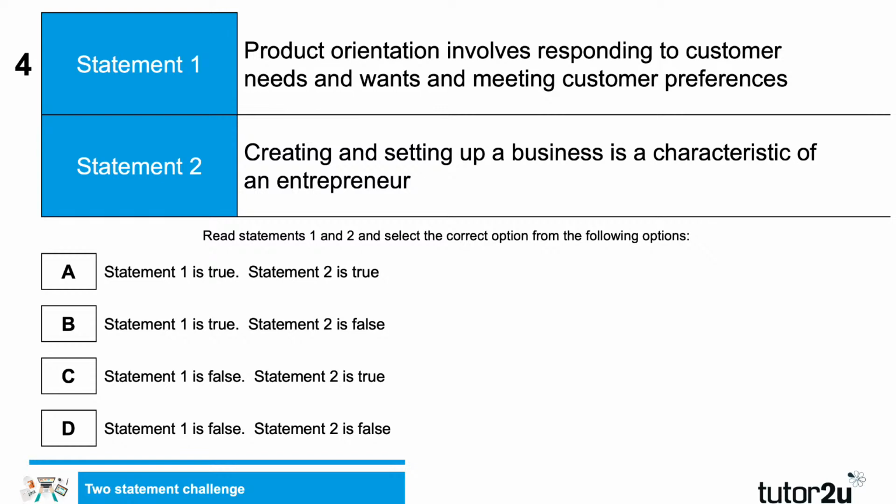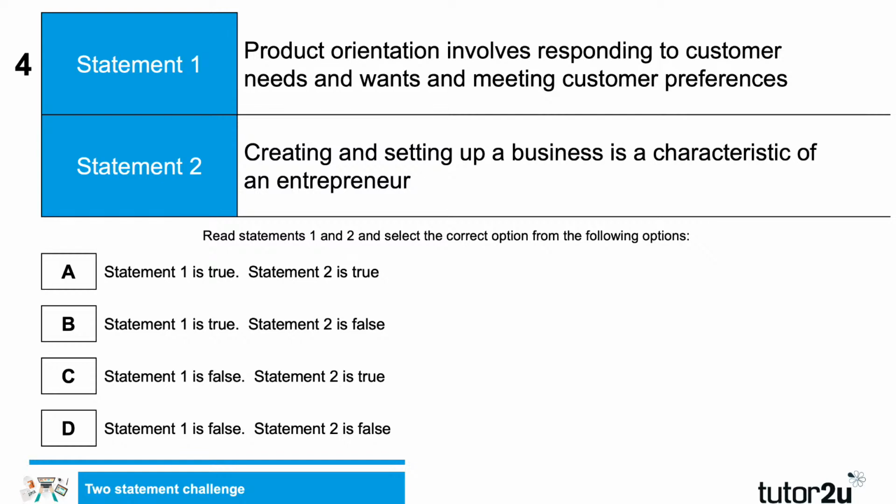A few seconds on this. So we've got product orientation involves responding to customer needs and wants and meeting customer preferences. Is that true or false? Statement 2, creating and setting up a business is a characteristic of an entrepreneur. Is that true or is that false? So we're starting to see some answers coming through the chat window. Now remember, there's no MCQs on the Edexcel A-Level Business papers, but we've just started with some MCQs because that allows us to cover lots of content in a relatively short space of time.